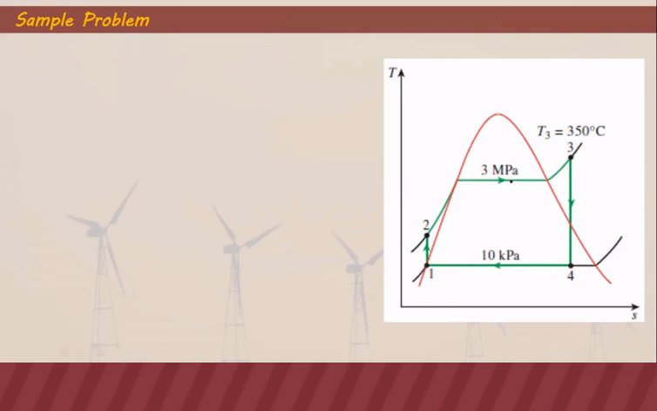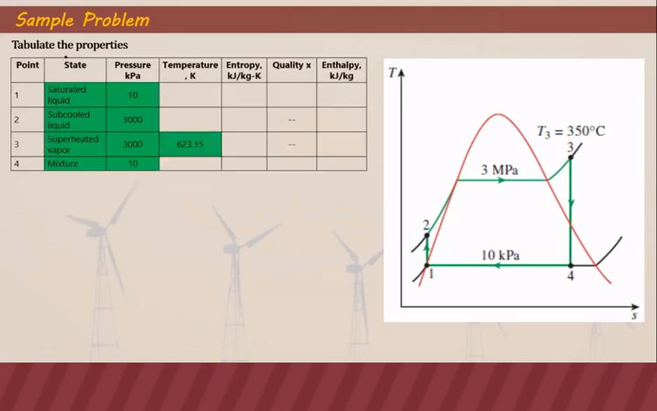We are going to solve for the thermal efficiency, and in order for us to do that, we are going to tabulate first the properties for us to identify the enthalpy at the different points. So the technique that I will introduce is to tabulate the properties by point: state, pressure, temperature, entropy, quality, and enthalpy. Using this tabulation, it will be easier for you to track what property is missing and what properties you can use to get a known property at that point.